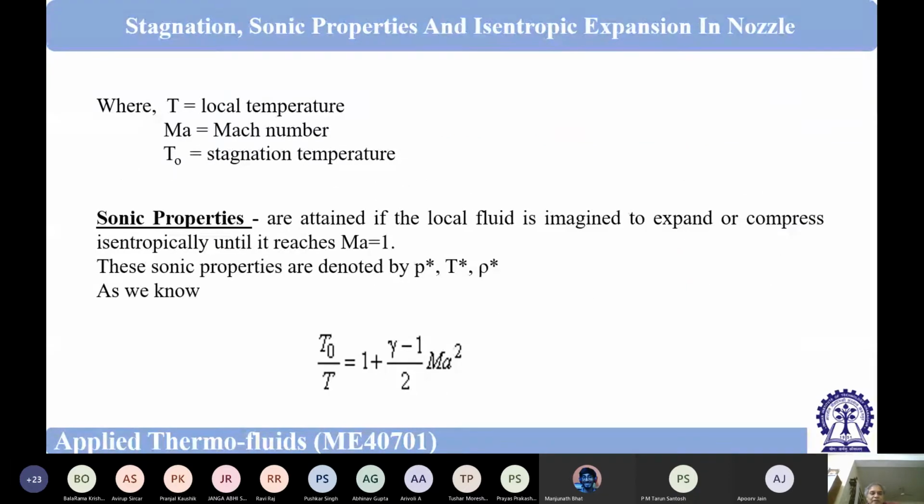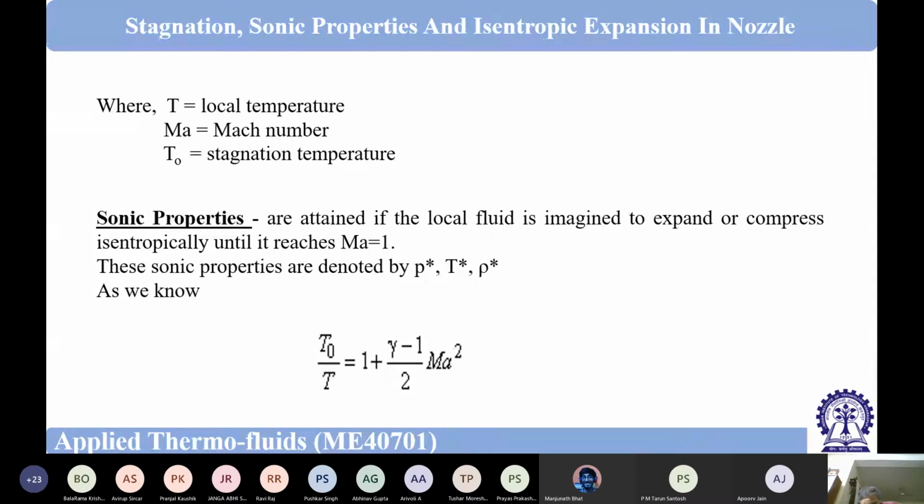So sonic properties, etc., we are defining now. T is local temperature, Ma is Mach number, T0 is the stagnation temperature. Sonic properties are attained if the local fluid is imagined to expand or compress isentropically until it reaches Mach number equal to 1. So at stagnation condition, Mach number is equal to 0. At sonic condition, Mach number is equal to 1.